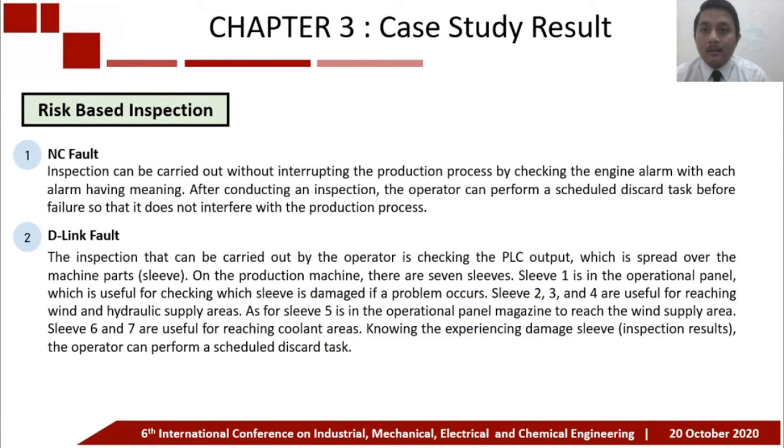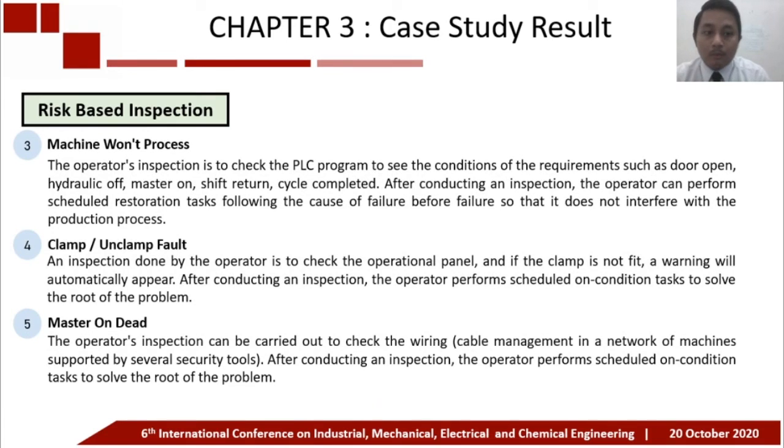And this is the risk-based inspection that we make. The first is for NC fault. Inspection can be carried out without interrupting the production process by checking the engine alarm, with each alarm having a meaning. The second, the link fault, the inspection that can be carried out by the operator is checking the PLC output, which is spread over the machine parts or sleeves. The third is machine won't process. The operator's inspection is to check the PLC program to see the condition of the requirements, such as door open, hydraulic off, master on, shift return cycle completed.